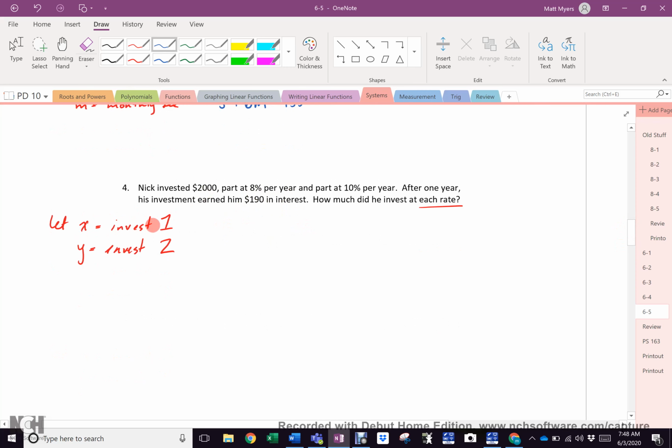Nick invested $2,000. So x plus y has to equal 2,000. But he also earned interest, 8%. So 0.08, because that's 8% on our calculators, of x, because it's the interest on one investment, plus 0.10 y, the interest on the other investment, equals 190. And there's all of our equations.